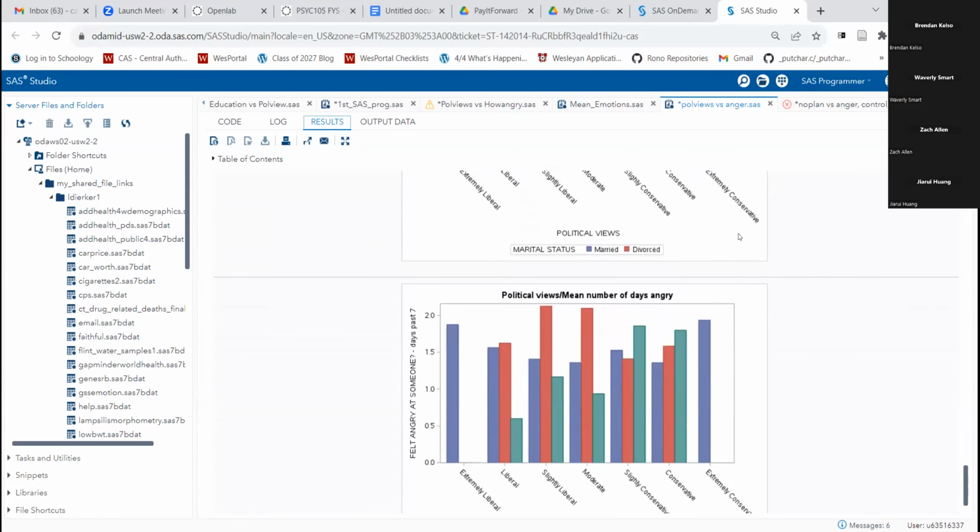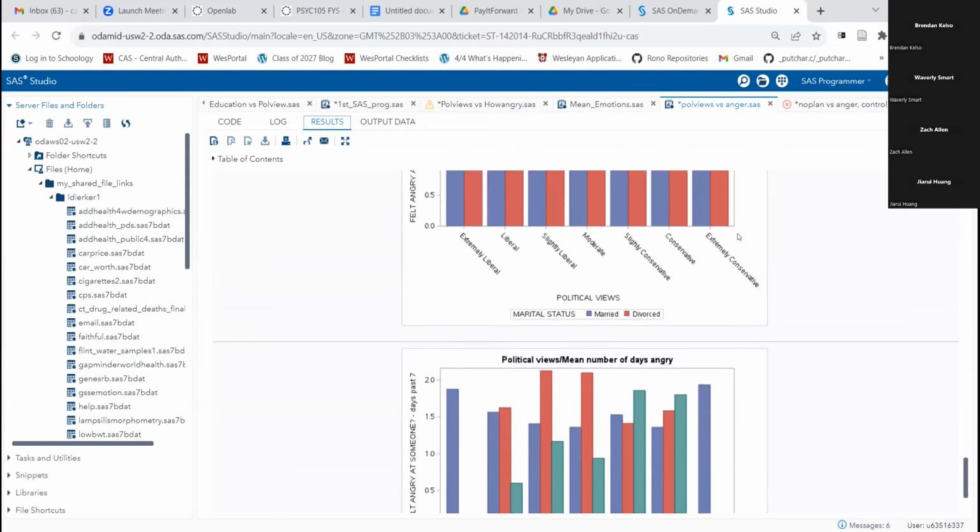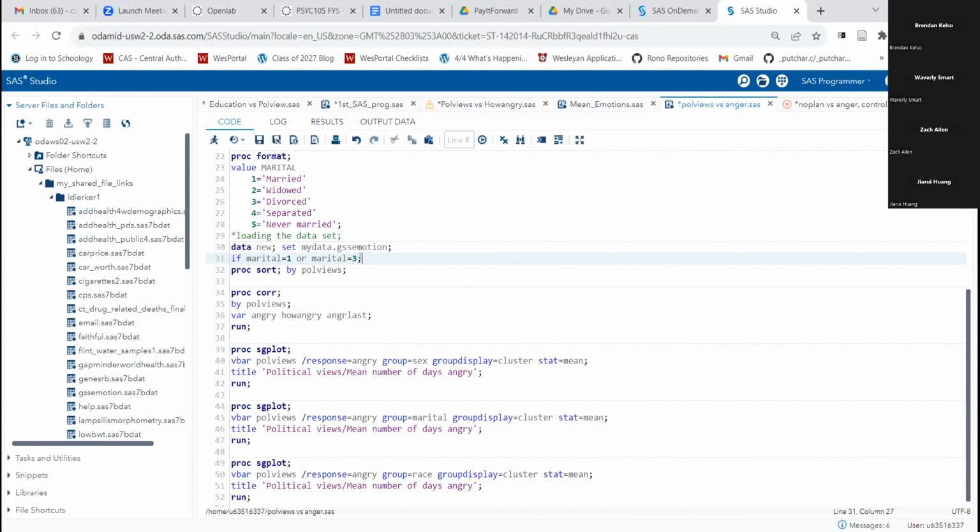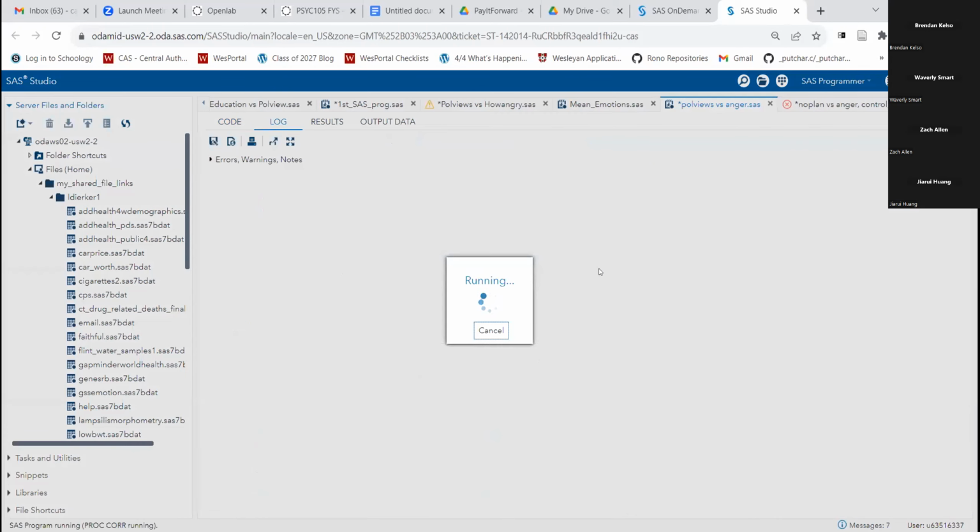Good job. Now, remember, everything you look at here is only married and divorced people, so you don't want to interpret the other graphs. If you want to get back to everybody, you have to get rid of that code. Go back to your code. I'll show you how to get rid of that. Just put a star, an asterisk, in front of that line, line 31. Yep, now it's green. Now if you run it again, it'll be everybody again for all your output.